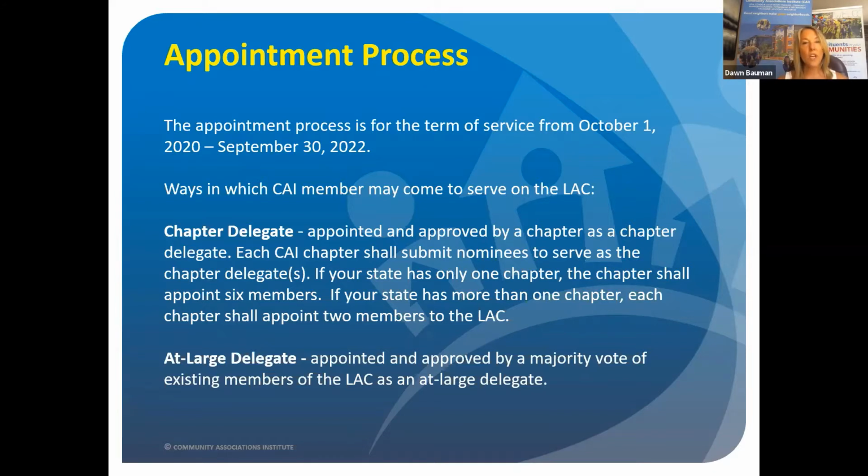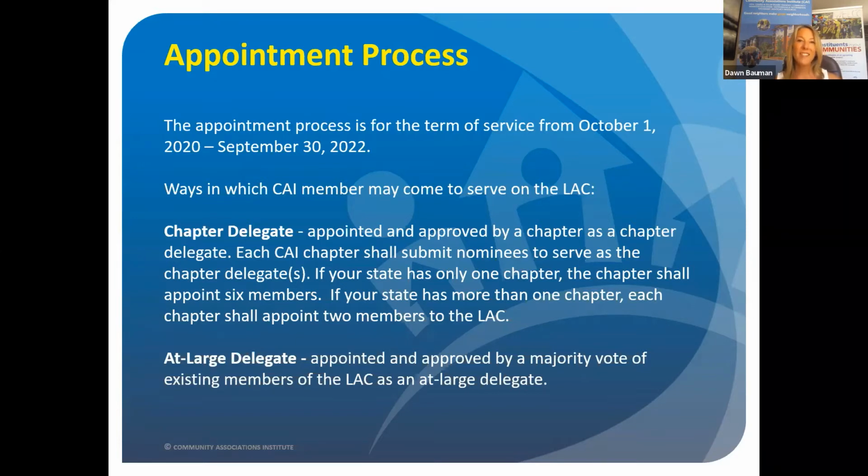After the chapter appointment process, I see we have some people on from California. Hi, Steve. Hi, Elisa. California is a great example of how the appointment process works. Each chapter appoints 2 people, and then the LAC can also add people up to 20. So there are 2 different ways for individuals to be appointed to the LAC, but we still need to have the balance of representation.